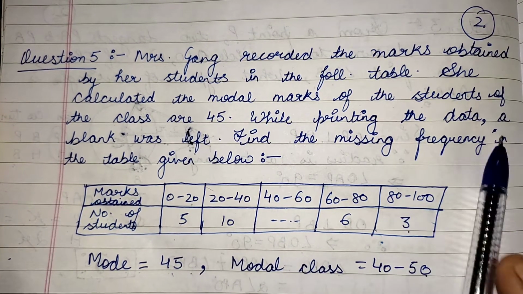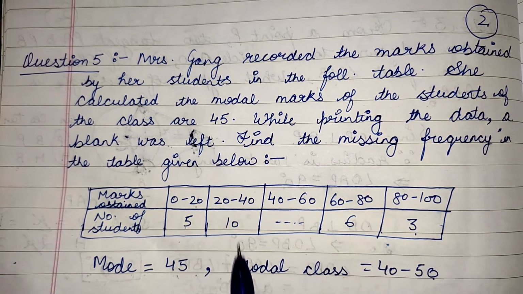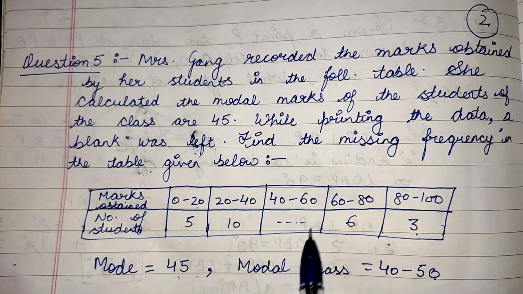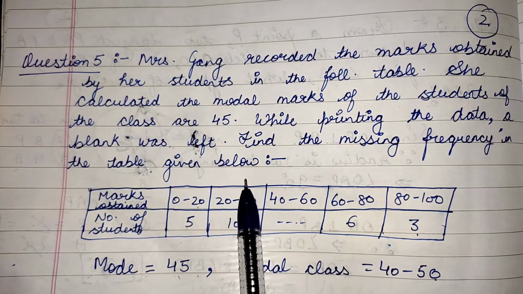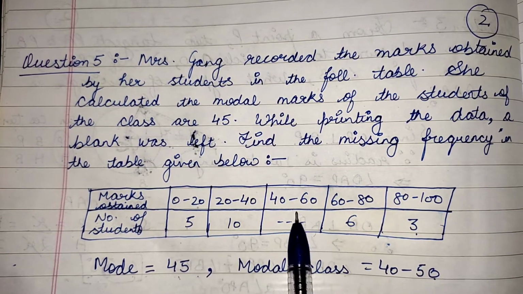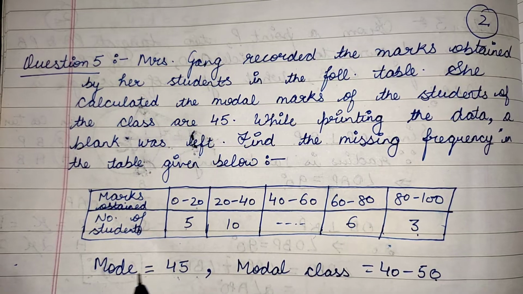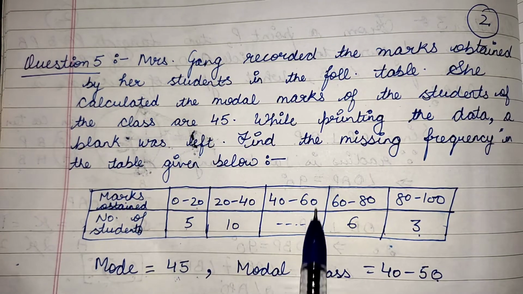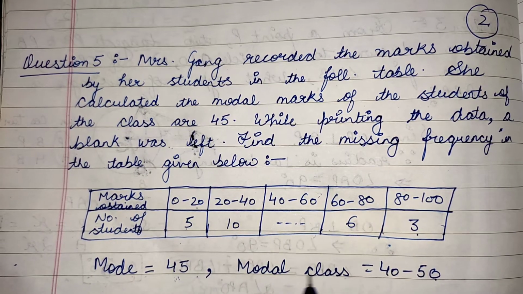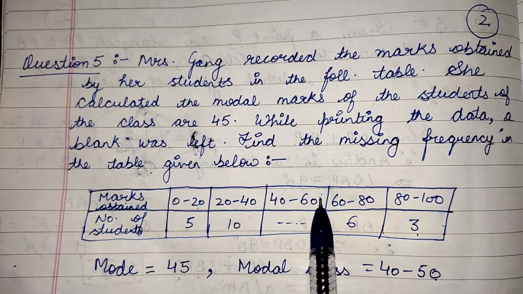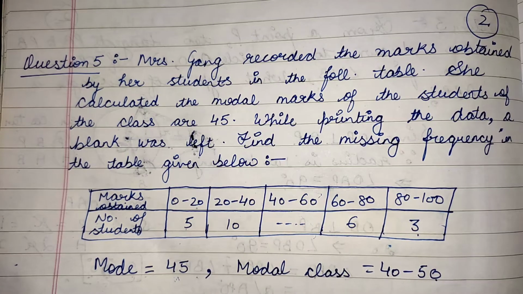Then while printing the data, a blank was left, so she forgot to enter this value. Find the missing frequency in the table given below. So we have to find out this frequency. If mode is 45, then the mode is coming in between which class? This class. So the modal class will be between 40 to 50.